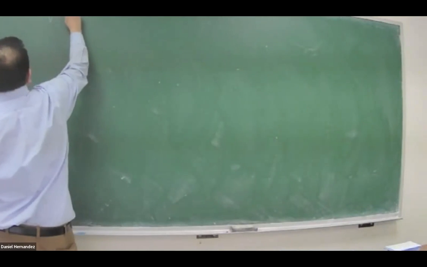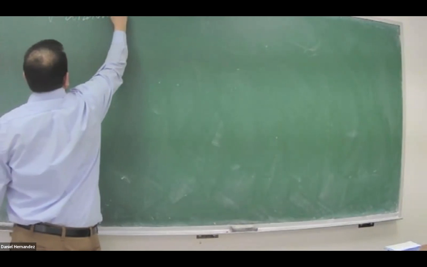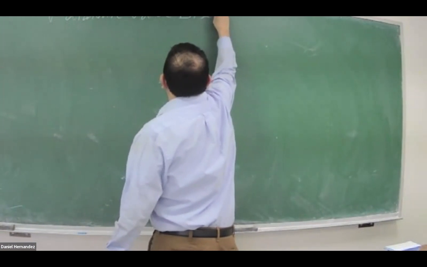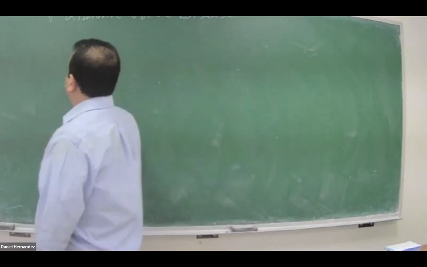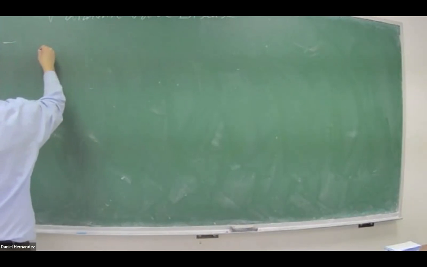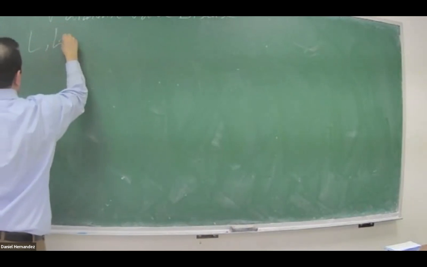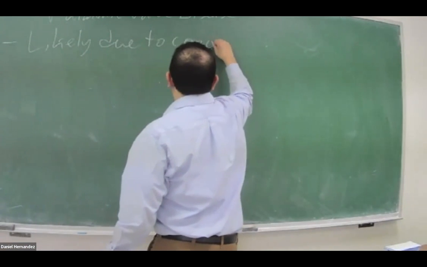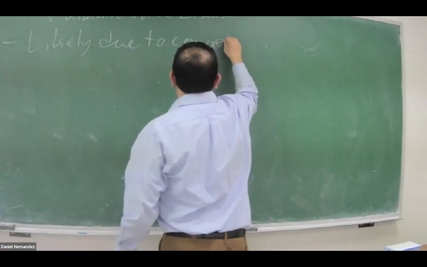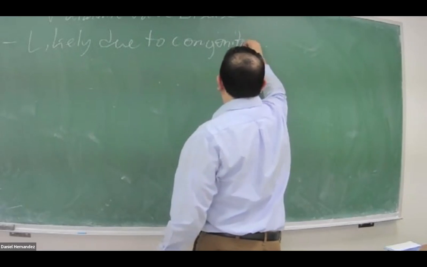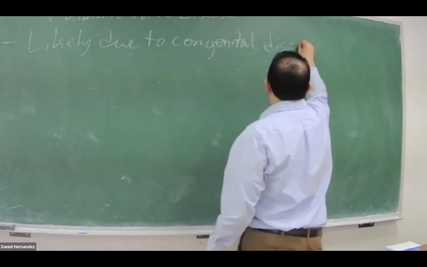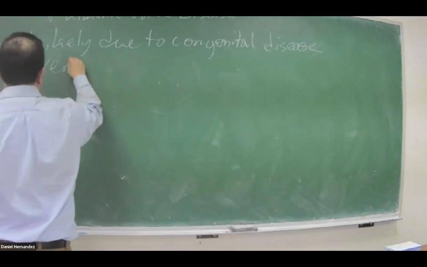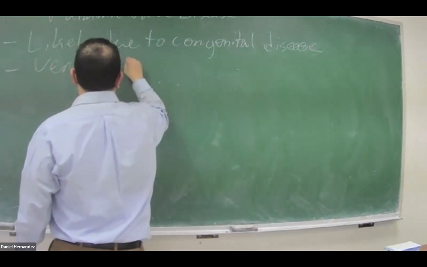So with pulmonic valve, it's going to be likely due to congenital disease. It's going to be very rare.